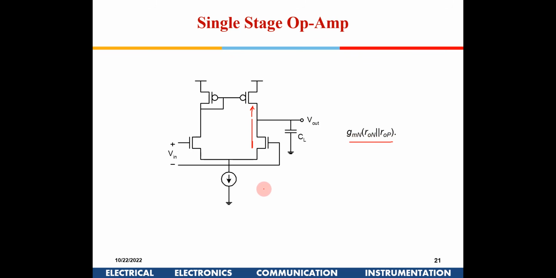Obviously the gain will be lower, that is one drawback. Bandwidth will be lower because this is going to suffer from Miller capacitance. This cannot drive low resistance loads. So these are some of the drawbacks, but this is a single stage op-amp. You can call this a single stage op-amp, just a pure differential amplifier.